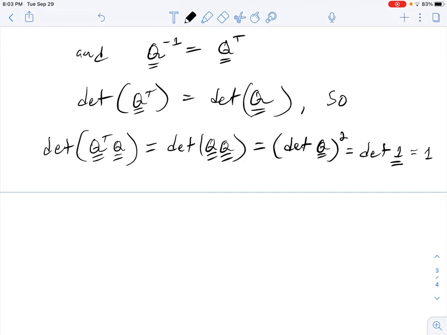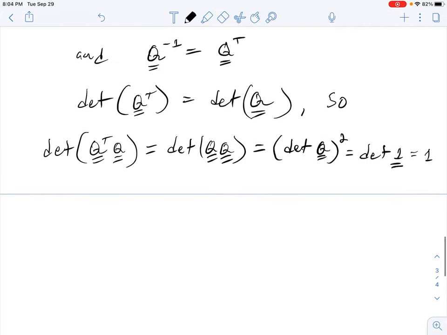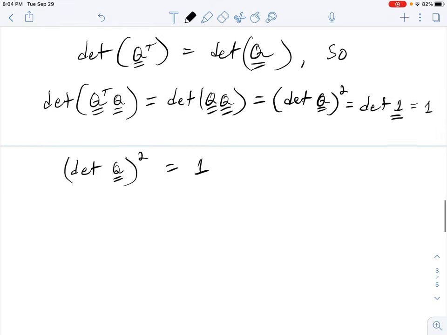All right, so that whole thing is equal to 1. So the determinant of Q, well, that thing squared is equal to 1. And so we have that the determinant of Q is equal to plus or minus 1.